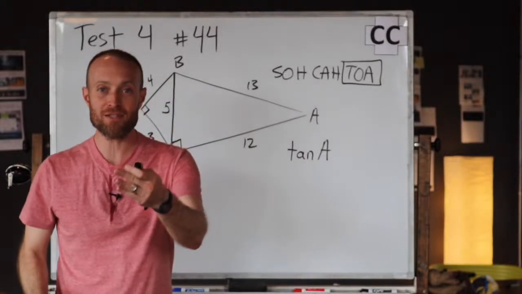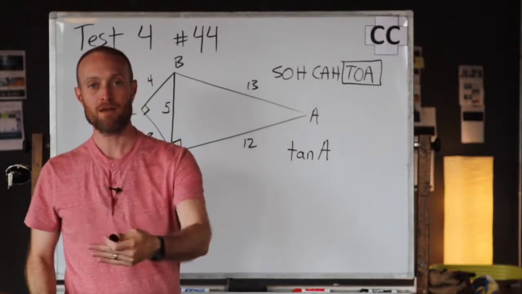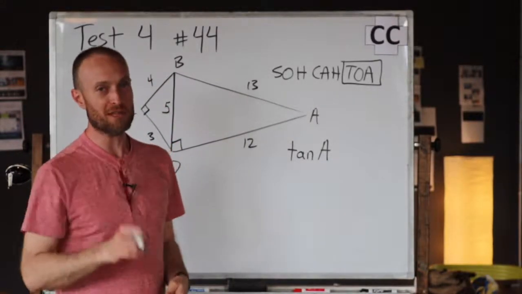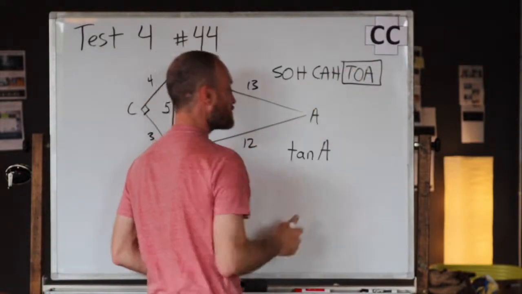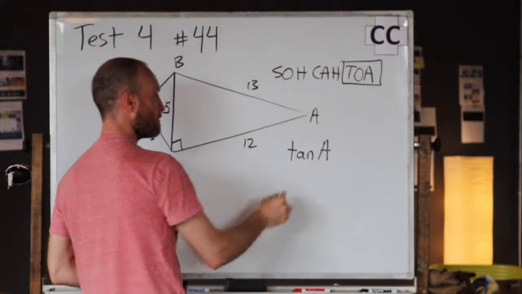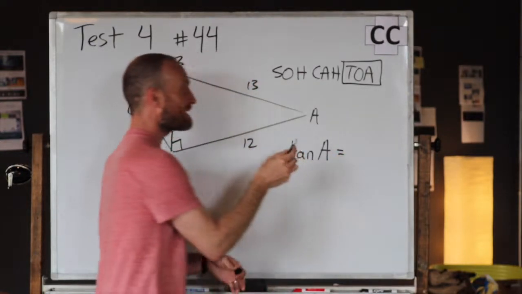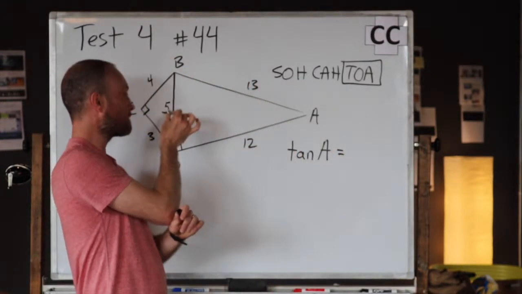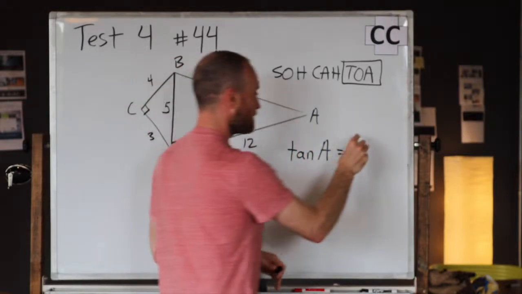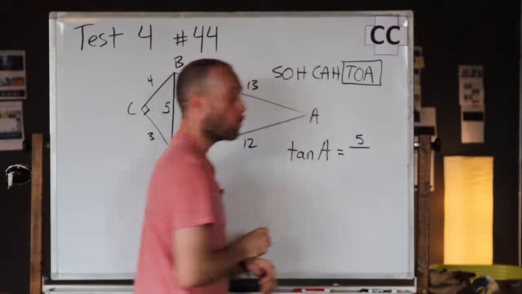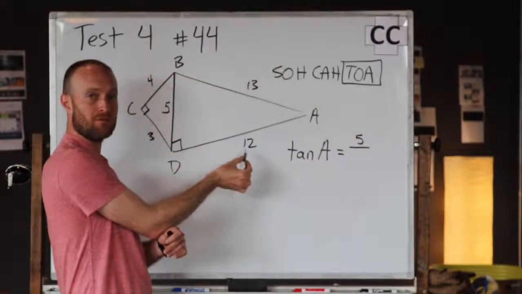Tangent is opposite over adjacent. Sorry, almost made the mistake myself. So opposite over adjacent. The tangent of A, this angle, is simply taking the opposite side from that angle, which is 5, over the adjacent side, which is 12.